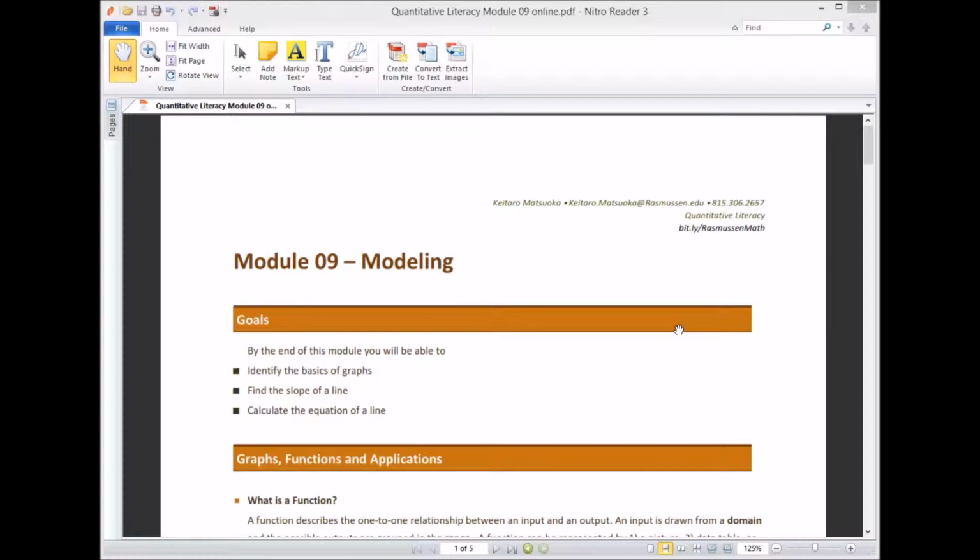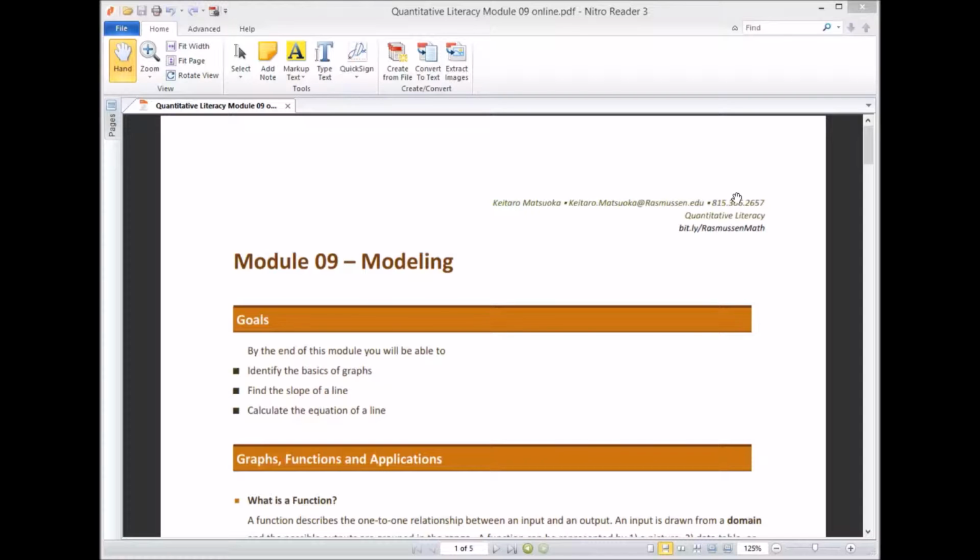Welcome to Module 9. Module 9 is modeling, and it's not like the modeling where you walk down the stage or anything like that. Modeling in math is trying to explain what's going on in nature, and the process of understanding what's going on in nature and explaining that using math. That's the process called modeling. So we do so using graphs and functions and applications.